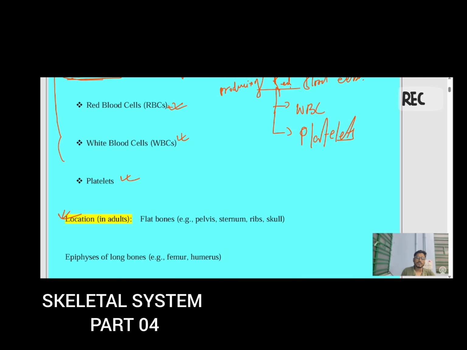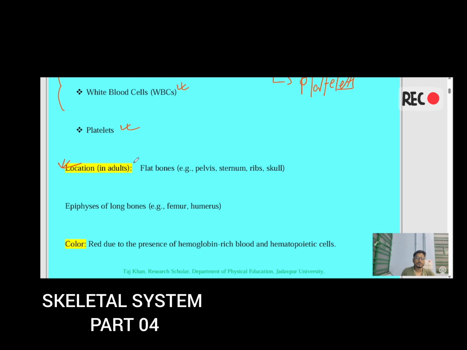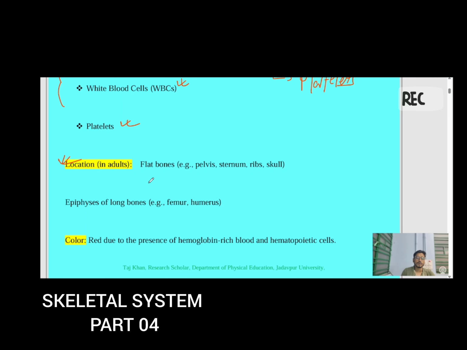We can find red bone marrow in the flat bones. We know there are five types of bones, and today we also learn something about types of bone. What is a flat bone? Flat bones are the pelvis, sternum, ribs, and skull. That is the main thing.